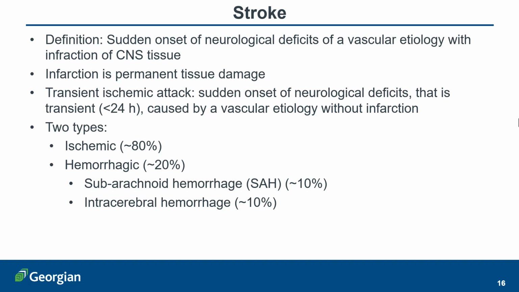There are two types of strokes: ischemic strokes, which make up 80% of all strokes, and hemorrhagic strokes, which make up the remaining 20%. And we can subdivide the hemorrhagic strokes into a subarachnoid hemorrhage that we just previously discussed and intracerebral hemorrhage. They make up approximately half each of the hemorrhagic strokes.